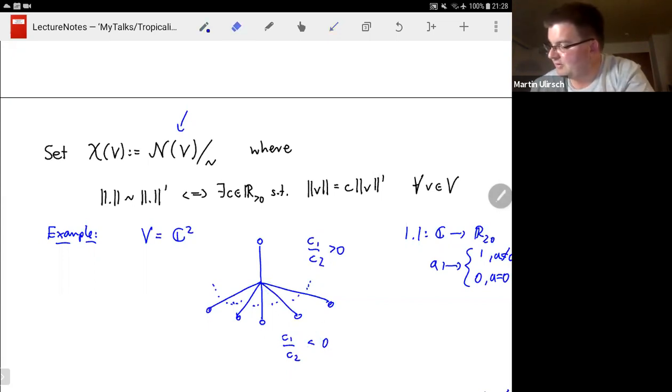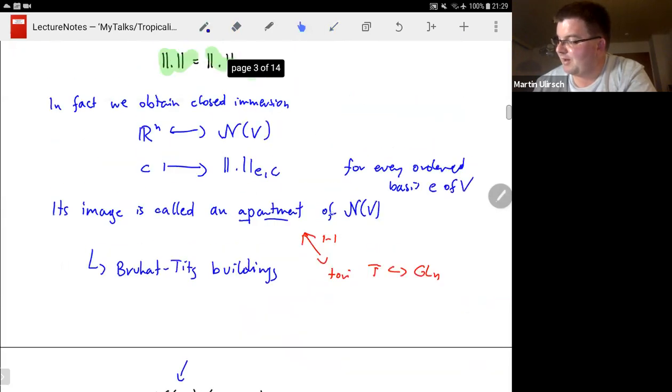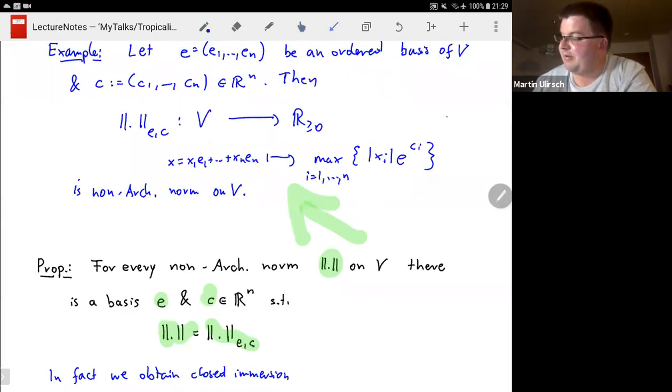This is, of course, nonsense. No, it is. It's correct. It's right. We are having the exponential here, such that this is negative. And then you sort of take the norm that is of the form the one up here, where you have the standard basis with C1 and C2.